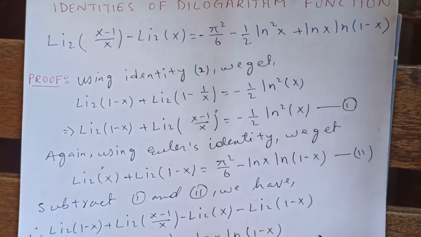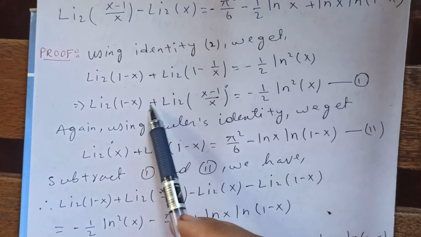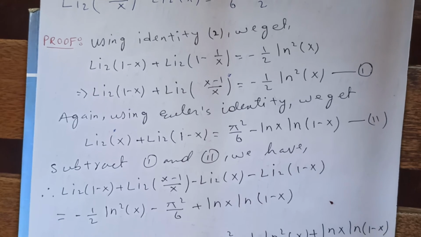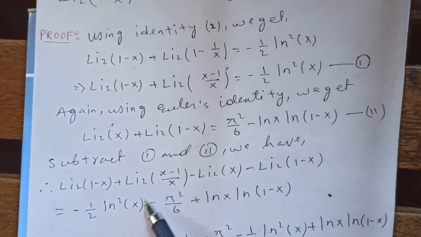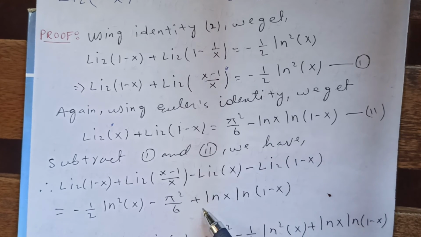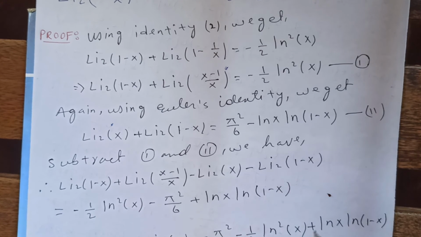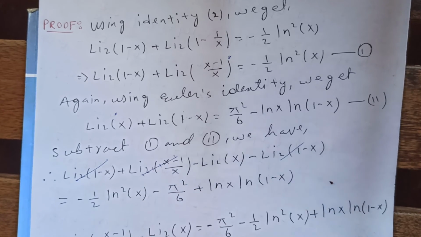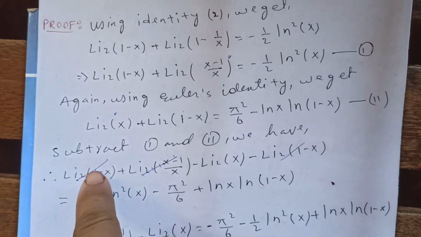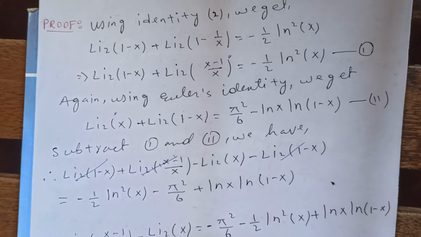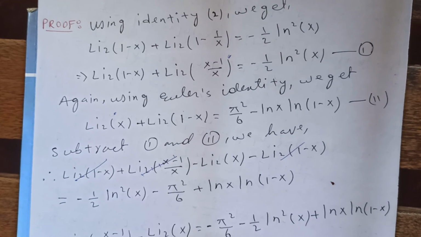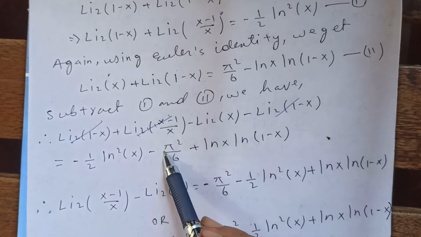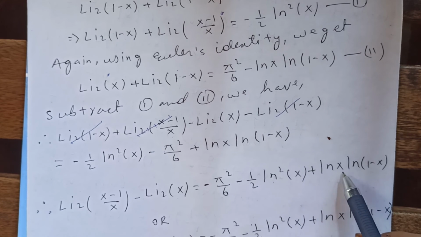So subtract 1 and 2, we get this minus this, so it will be Li2 of 1 minus x plus Li2 of (x minus 1) upon x, minus Li2 of x minus Li2 of 1 minus x, which is nothing but negative half natural log square of x minus pi square over 6 plus natural log of x natural log of 1 minus x. Then we can cancel these two terms, because they have the same quantity with opposite sign. Therefore Li2 of (x minus 1) upon x minus Li2 of x is nothing but negative pi square over 6 minus half natural log square of x plus ln x ln (1 minus x).